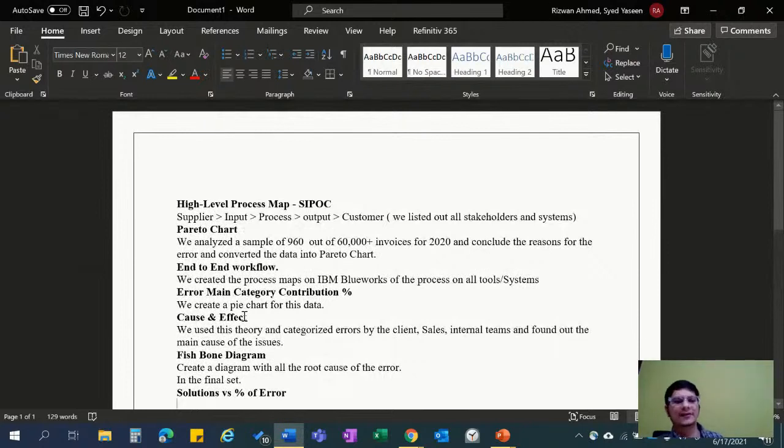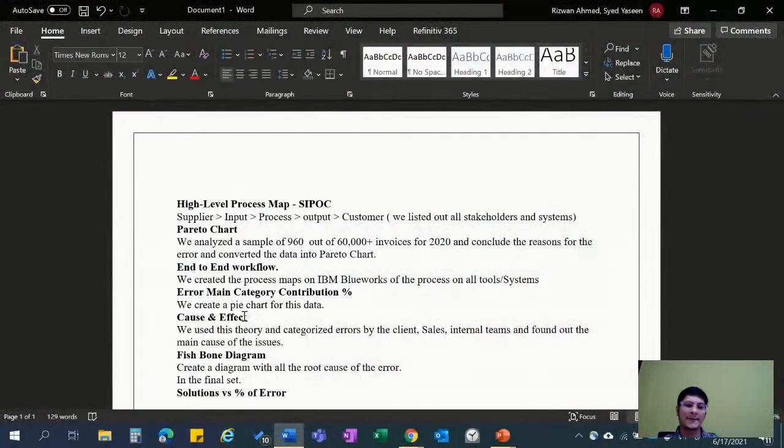And this is essentially to address an issue where we had invoices being issued, and the idea was to increase the accuracy of the invoices that we issue to the customer. So how did I do this as a project manager or as a project champion? Essentially, we mapped out the high level process map. It followed your SIPOC, which is your supplier, your input, your process, your output, and your customers.